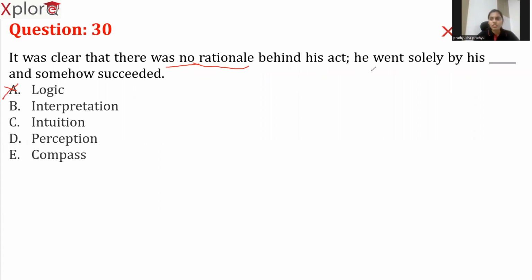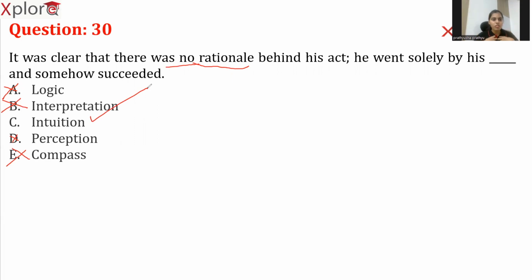Now interpretation: he solely went by his interpretation means what is acting as a mediator here? There is nothing as such. Perception means his point of view, ideas. We are already saying that there is no point of view, there is no logic. Why he did it, there is no reason behind it. So perception means nothing but his opinion or his way of thinking, right? So eliminate this also. Compass is not even relevant to this particular blank. It is irrelevant.